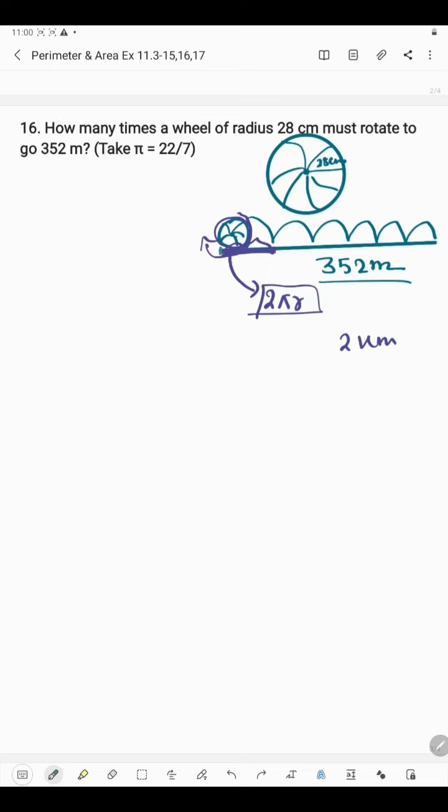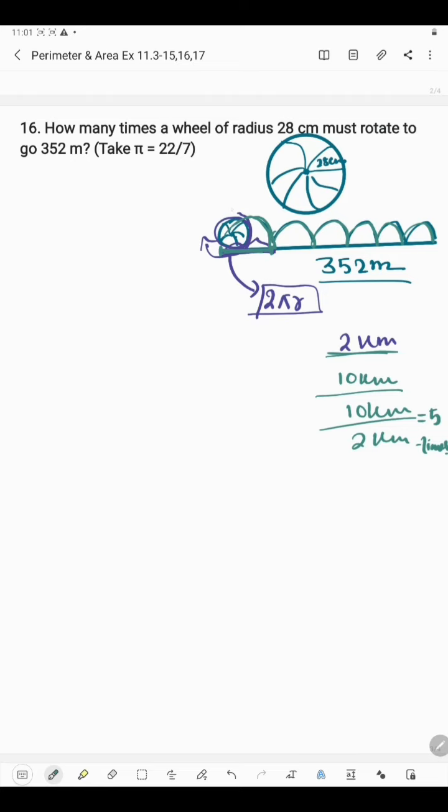Suppose from here to here the distance covered by the wheel in one rotation is 2 km. We need to find how many times the wheel rotates to cover 10 km. Suppose a 10 km distance has to be covered. So how many times will the wheel rotate to reach 10 km? It will be 10 km divided by 2 km. That means 5 times the wheel will rotate to reach 10 km, right?